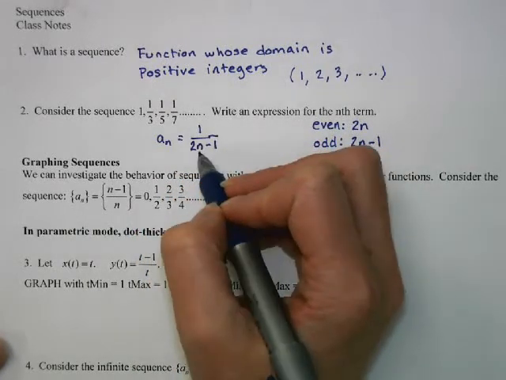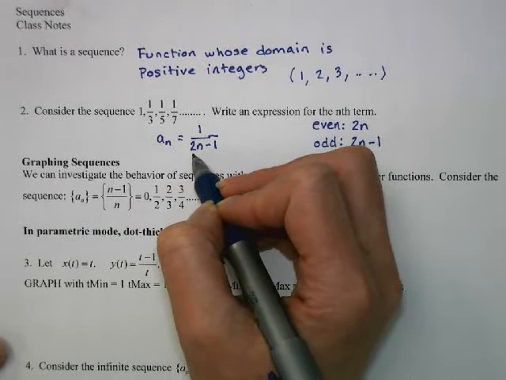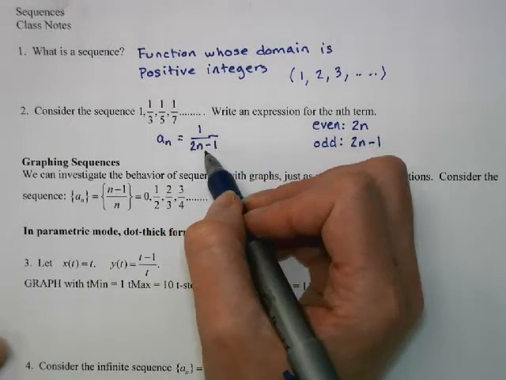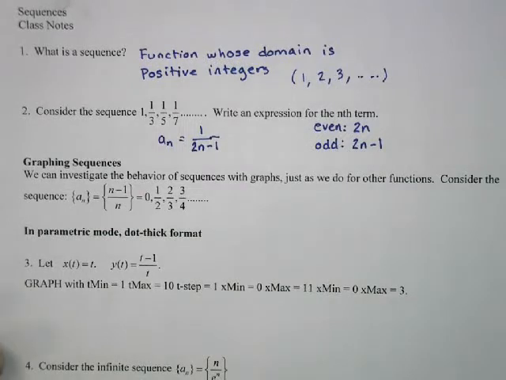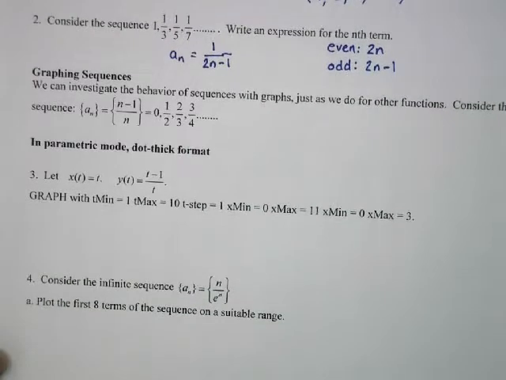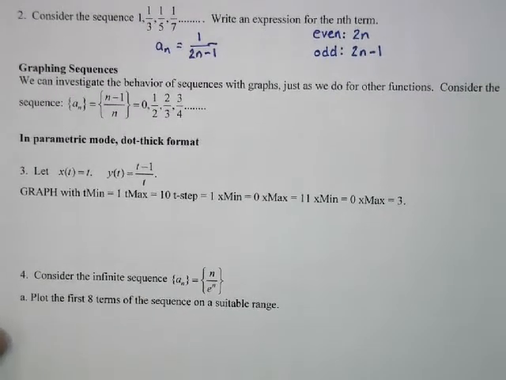And you can always check by plugging in. If we plug in 1, we're going to have 1 over 2 minus 1, which is 1. We plug in 2, we're going to have 1 over 3, so we're good. We can use graphing calculators to graph sequences so we can see their behavior.